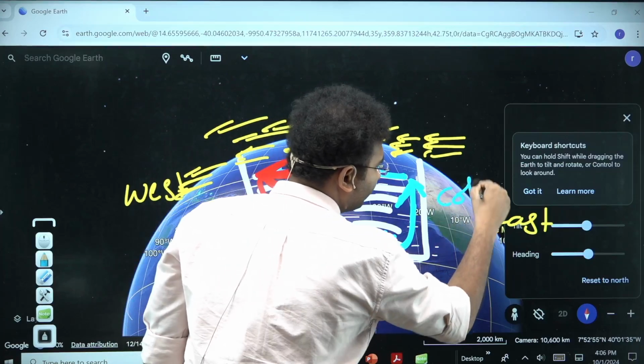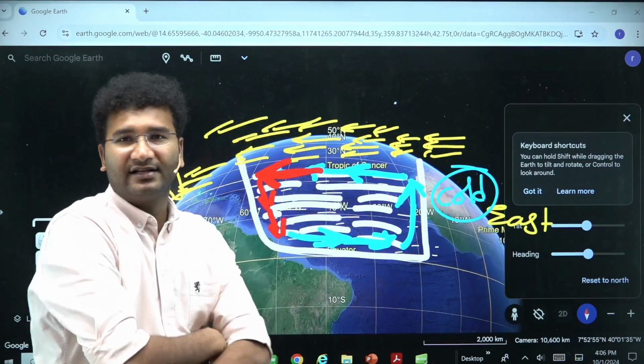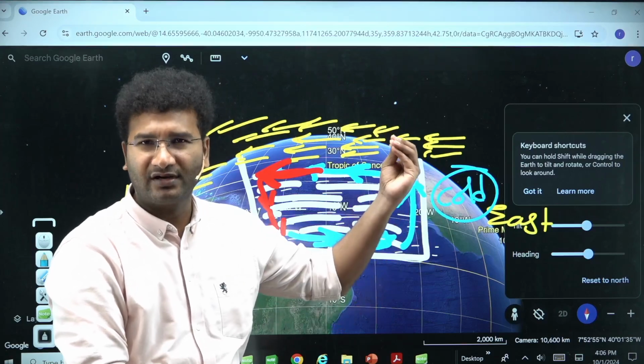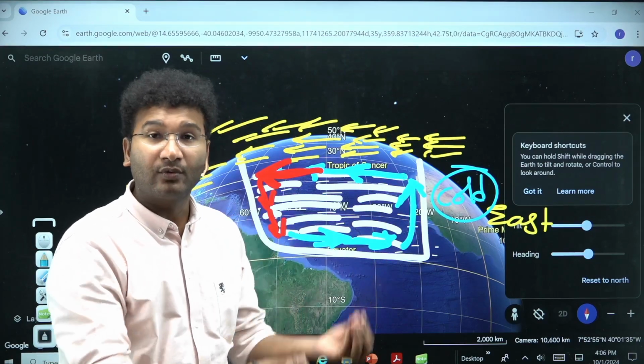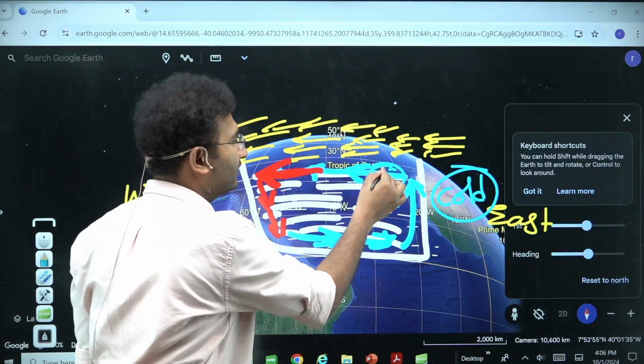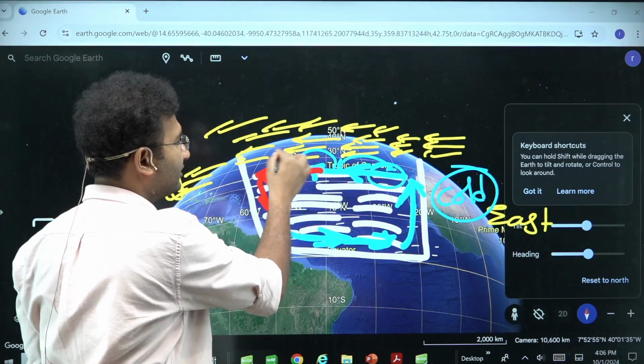This is cold because of the upwelling that is taking place, because the water is coming from the depth, somewhere around 400-500 meters, the water is rising. Why is the water rising? Because the wind is pushing the water above. They'll shift its position here, they'll shift its position here, like that.